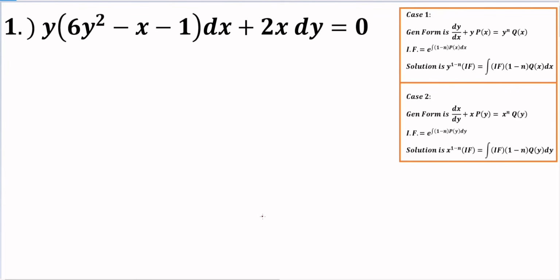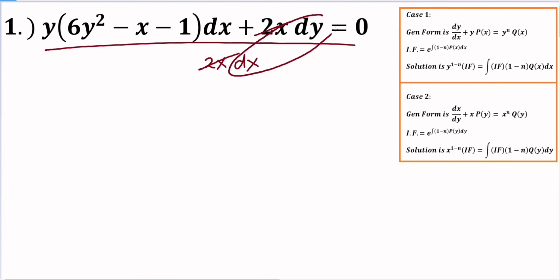Okay, so let's have here y multiplied by 6y squared minus x minus 1 dx plus 2x dy is equal to 0. Dito guys, makikita na natin na ang pinakamadaling gawin dito ay i-divide yung buong term sa 2x dx. Bakit natin i-divide sa 2x dx? Para makancel yung 2x dito at ang matitira sa atin ay dy over dx, which is case 1. Ayan, alam na natin kaagad na ito ay case 1.